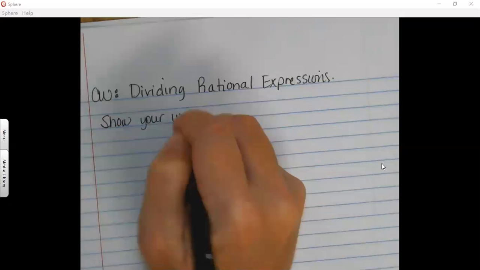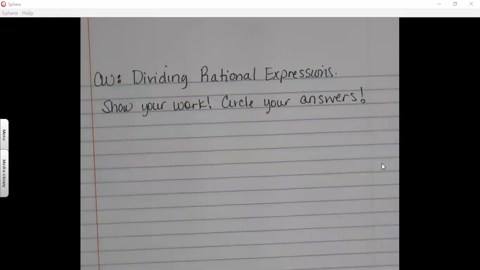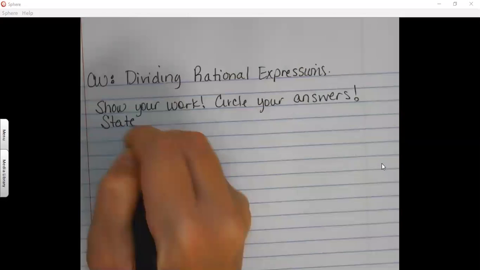Of course, you must show your work. You'll always do. Circle your answers. I don't care if you circle them, you highlight them, put a bubble around it, something. Make it legible, make it clear, and circle it. And then also don't forget to state any excluded values. And like this first one's going to be so easy, don't make it difficult.